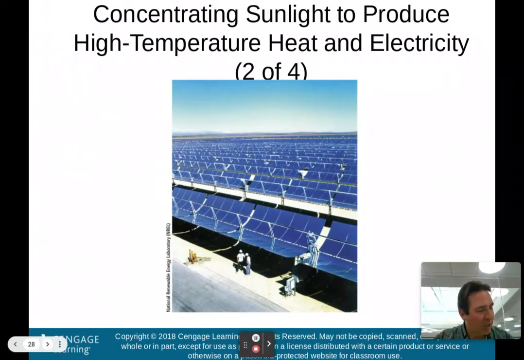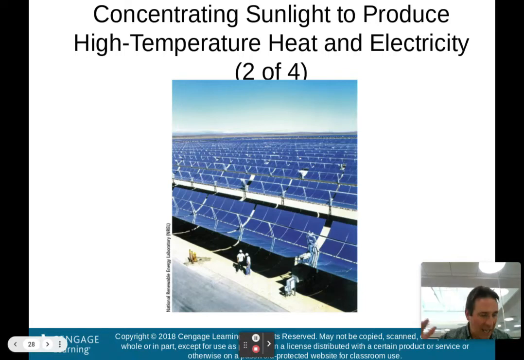So what we're looking at here is a solar thermal power plant. This is basically a solar power plant in the Mojave Desert in California. Basically, you have these collectors. They're concave and they are collecting sunlight, right, in these solar panels.